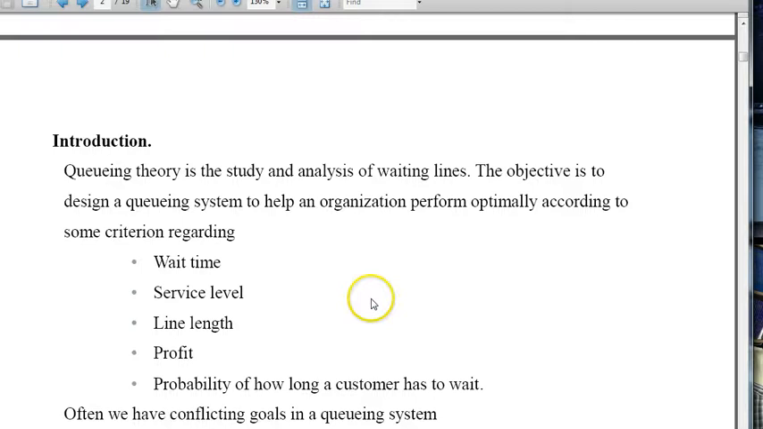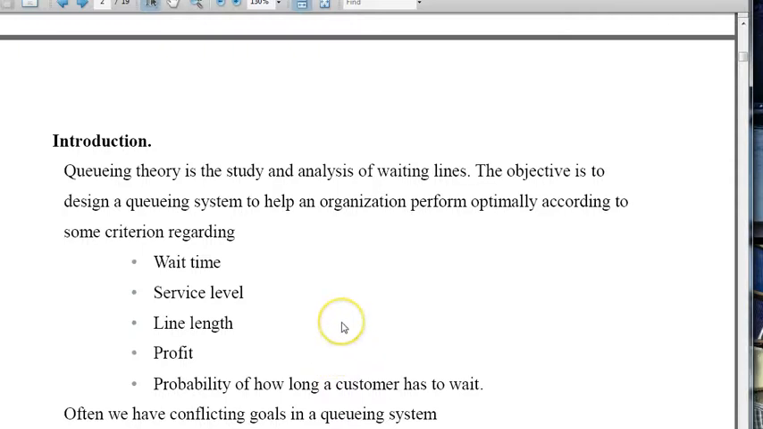Start with defining what a queue is. So queuing theory is the study and analysis of waiting lines, and of course everybody has waited on lines, and I'm going to use as a model what is referred to as the bank teller, where we can have one teller or more. The objective here is to design a queuing system to help an organization perform optimally according to some criterion regarding wait time, service level, line length, profit, probability of how long a customer has to wait.